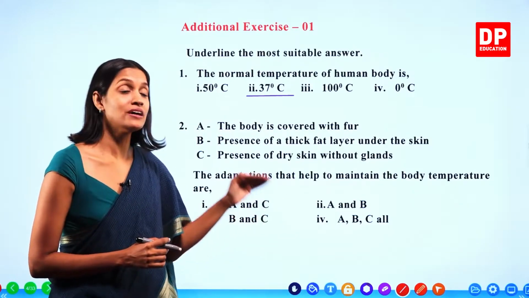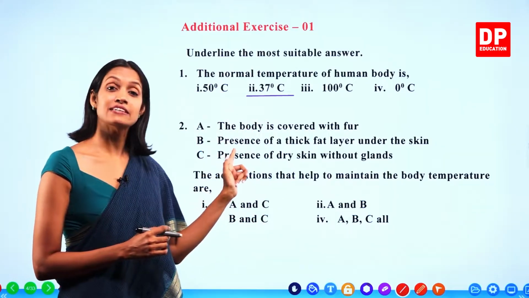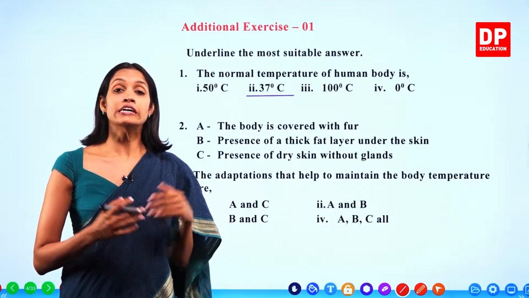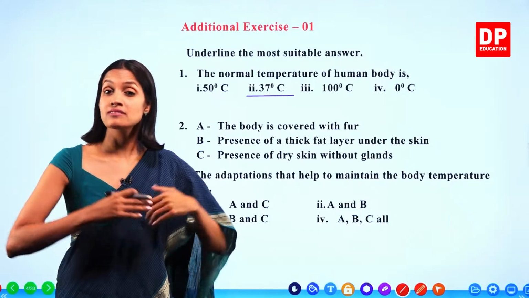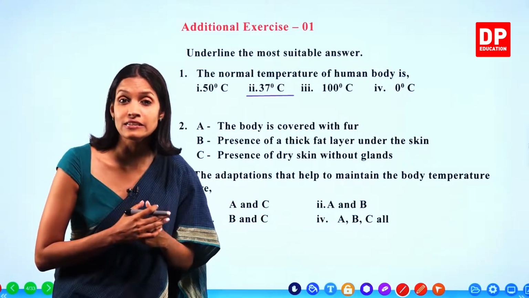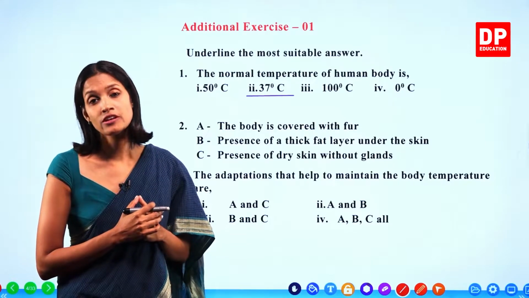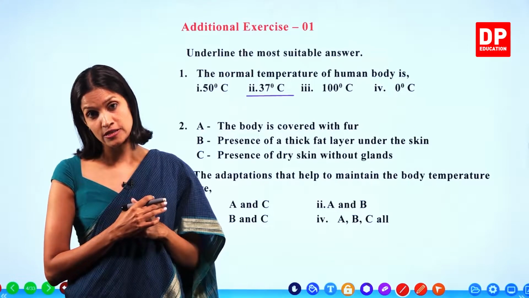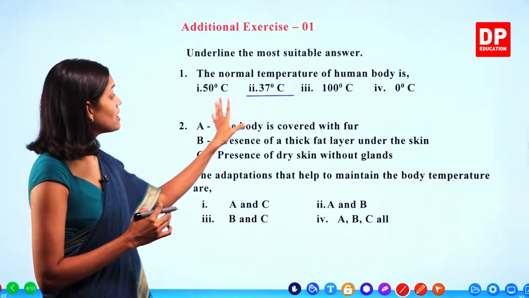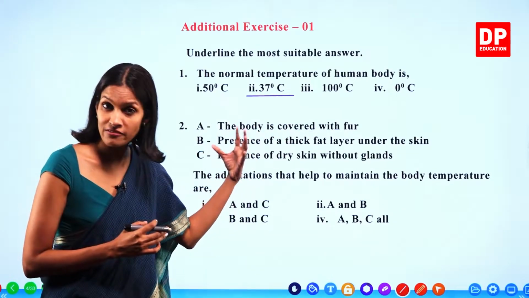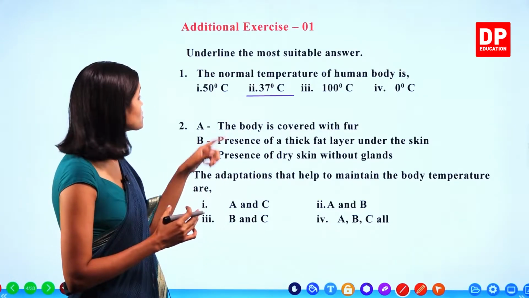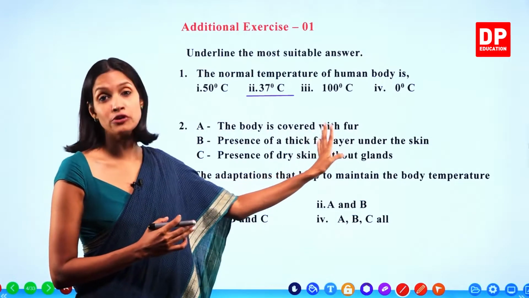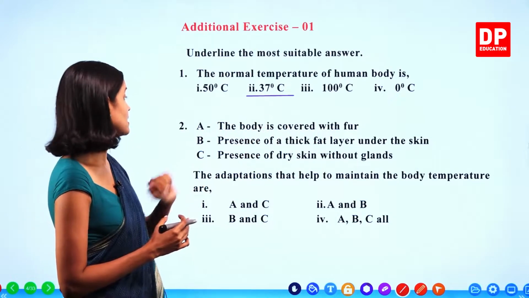Now, do you remember I explained about these things considering polar bears? Polar bears living in polar regions have to protect their body heat because the outside environmental temperature is very, very low. Therefore, they have to prevent the loss of heat from their bodies. Do you remember I explained that their body is covered with a fur coat? So, the body being covered with fur is an adaptation that helps to maintain the body temperature. Therefore, this is correct. A.